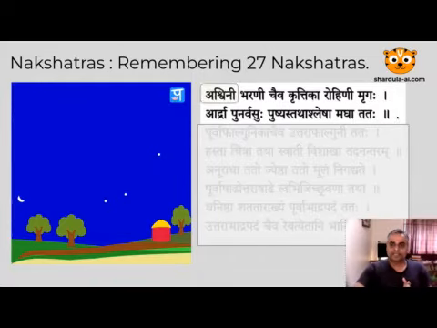In this, the first word, we had recognized V and N, and this Ashwini refers to these three stars. In some texts, we also refer to these two stars as Ashwini. Basically, when you read the first shloka, Ashwini Bharani Chaiva Kritika Rohini Mrigah, you have already understood five nakshatras. The names of five nakshatras are already remembered using this line.